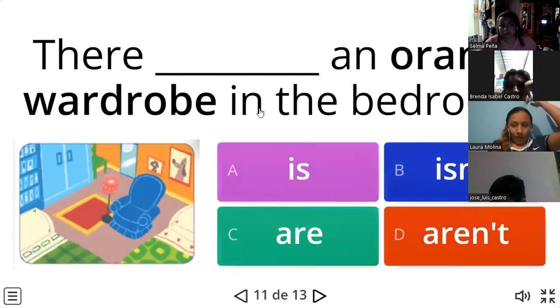Now this one. Okay. Wardrobe. Is or isn't, guys? Wardrobe, guys, es el guardarropa, okay?